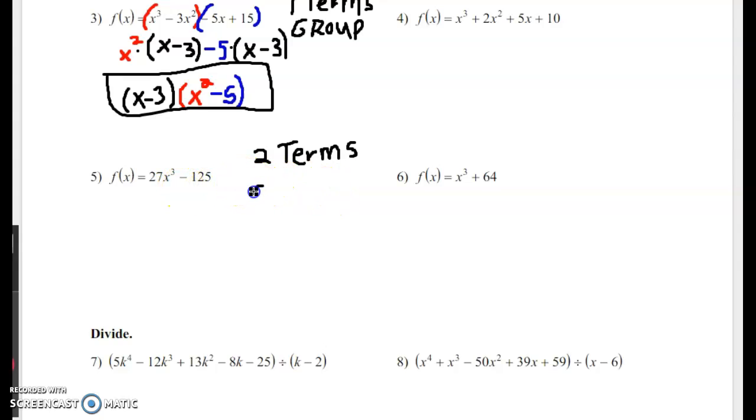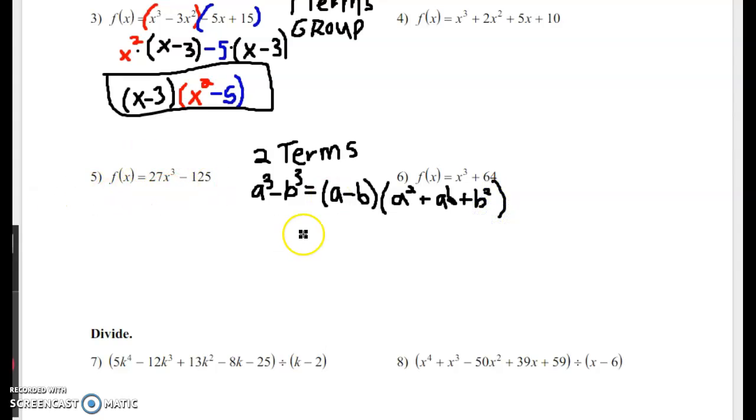So if you remember the difference of cubes pattern, which usually you'd have to memorize, but now you can have your notes open when you take this test. If you have a perfect cube minus a perfect cube, it will always factor into whatever those things being cubed subtracted, and then a squared plus ab and plus b squared.